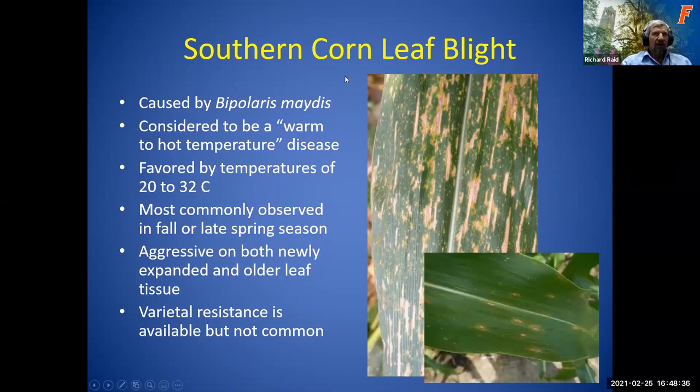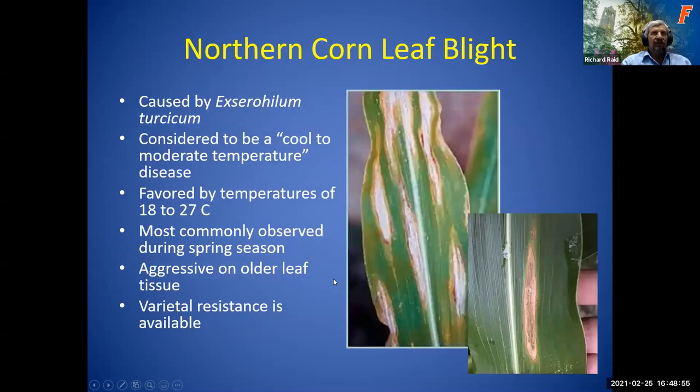So you can have corn plants that are totally infected from top to bottom with southern corn leaf blight. This particular leaf blight has really been more of a problem than northern corn leaf blight, which I'll talk about, in recent years. I think we're seeing warmer temperatures, and because this is favored by those warmer temperatures, it's becoming more and more of a problem than our other diseases.